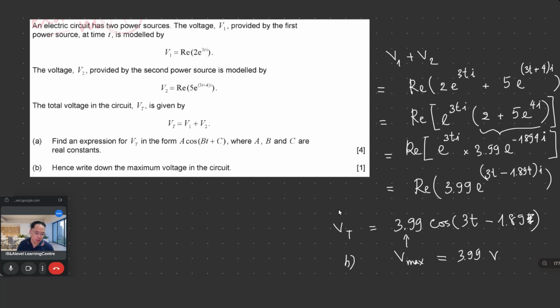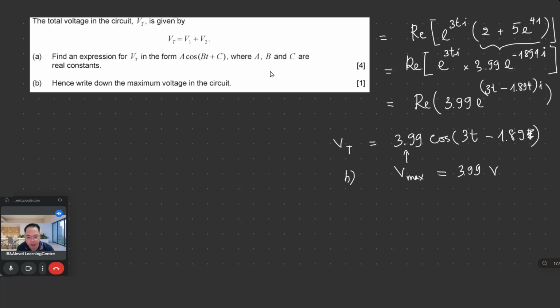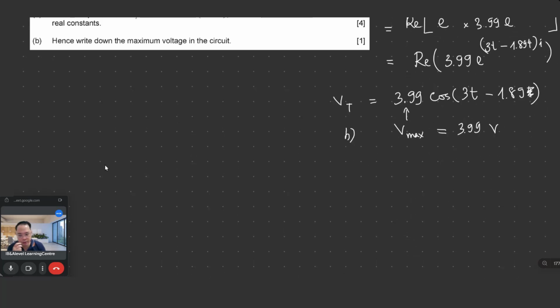Now I would like to move on to a second method that we can add these two complex number voltages. But this second method is not recommended because it is more complicated. That method is to convert the exponential form of the complex numbers into the trigonometric form, cosine of something, and add it with cosine of other things.